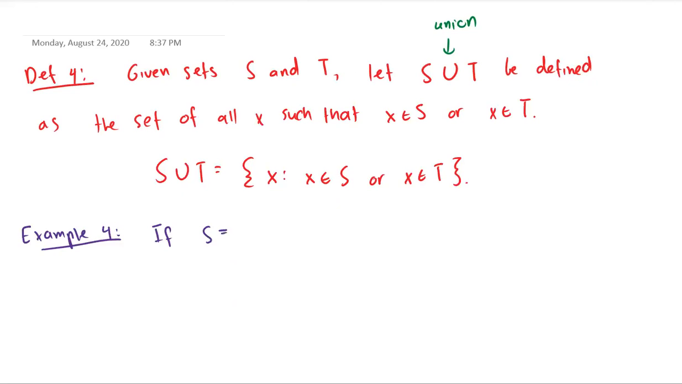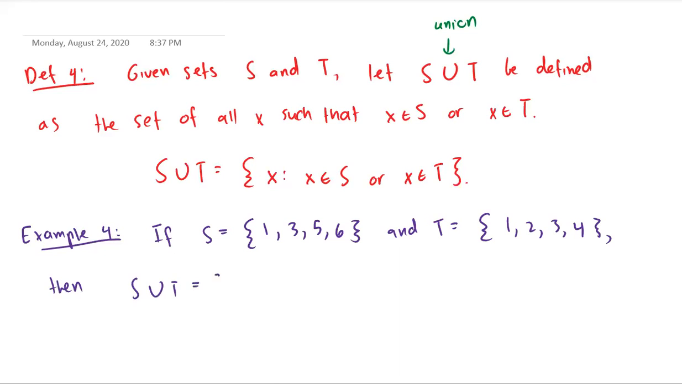So if S is given to be the set containing the elements 1, 3, 5, 6, and T is the set containing the elements 1, 2, 3, 4, then what is their union? And this is very easy to check. Basically, any element that appears in at least one of the sets is included in this union. Okay? So 1 is in the first two sets, that's in there. 2 is in the second set. It's not in the first set, but it doesn't matter. As long as the element is included in at least one of them, you include it in the union.